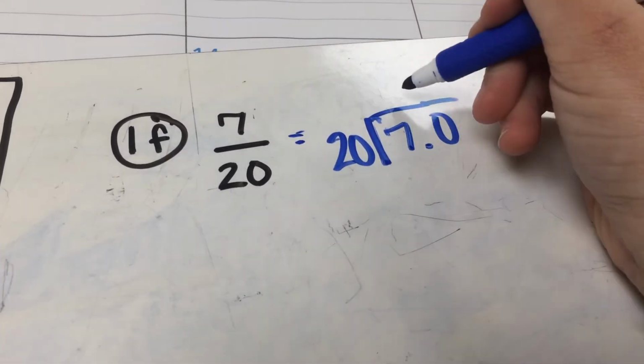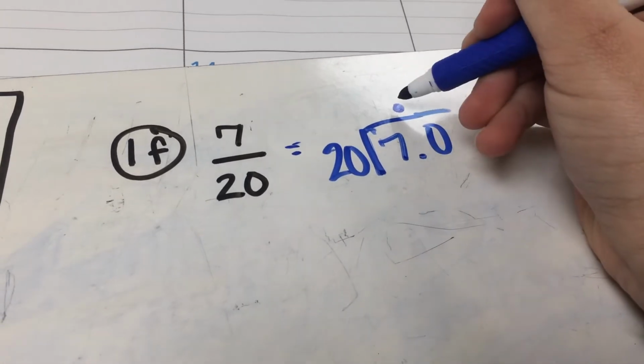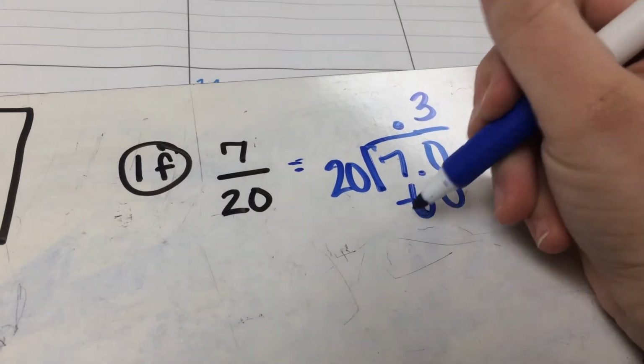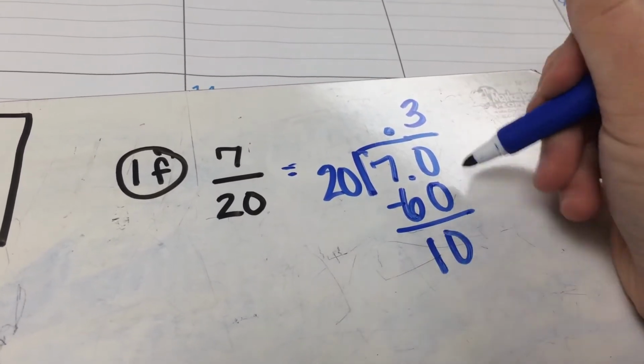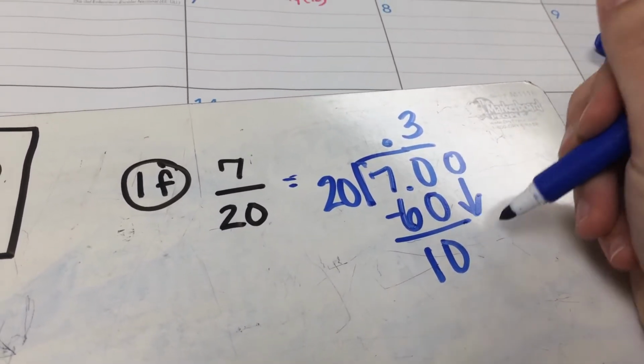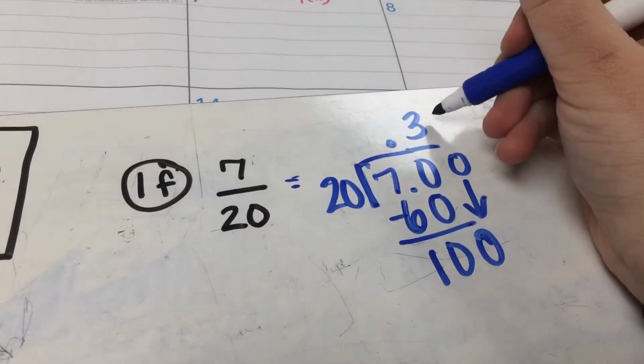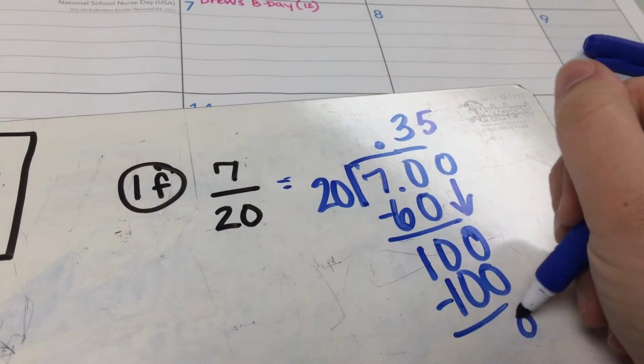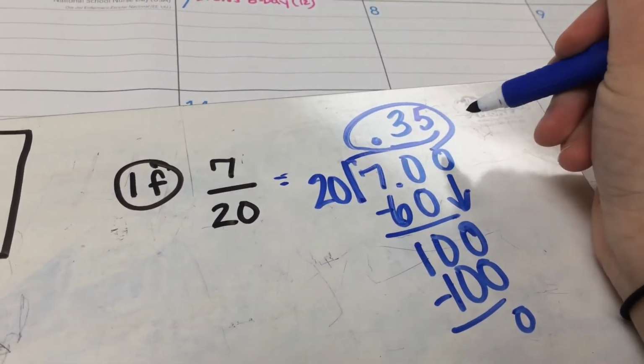So let's get dividing. Oh, don't forget to carry your decimal up there. So 20 goes into 70 3 times, because that would be 60. Okay, annex another 0. 20 goes into 100 how many times? 5 times is correct. So your answer is 0.35.